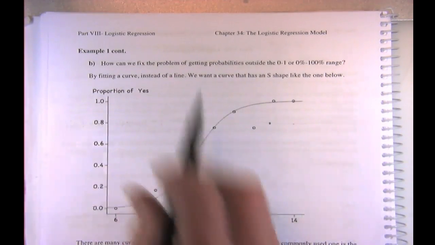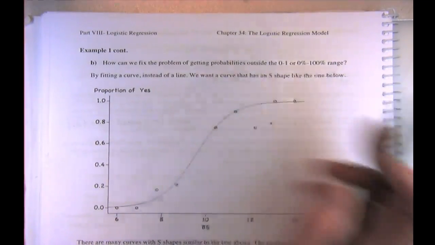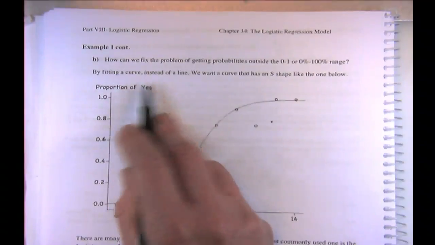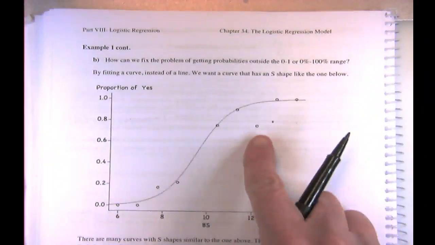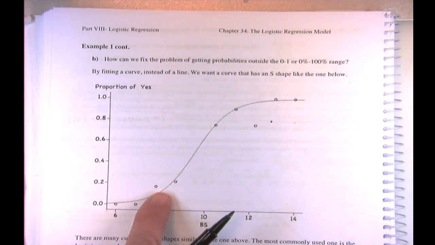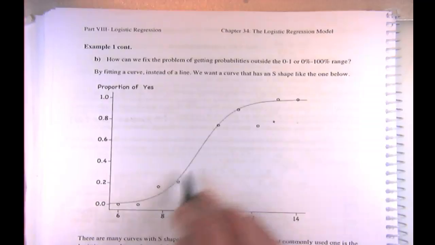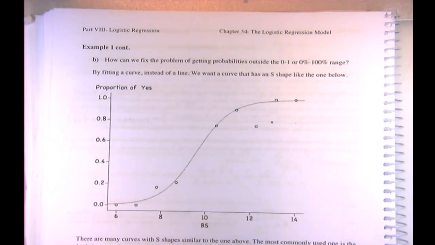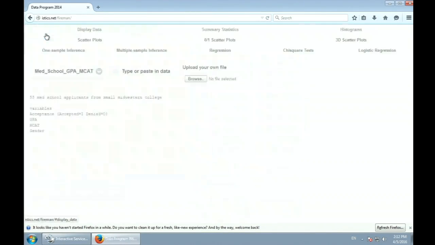Okay, so how can we fix the problem of getting probabilities outside that 0-1 range? Well, we can fit a curve instead of a line. So instead of fitting a line through each one of these points, which is the average of the vertical strip, we can fit a curve through them, like the one below. Here, let me show you on the data program again, because I think it's nice to look at and you can explore this yourself.